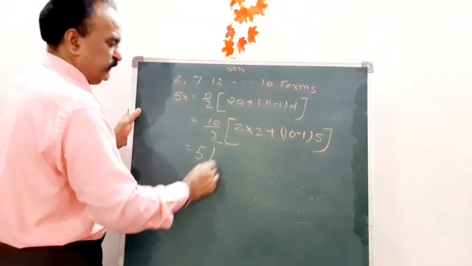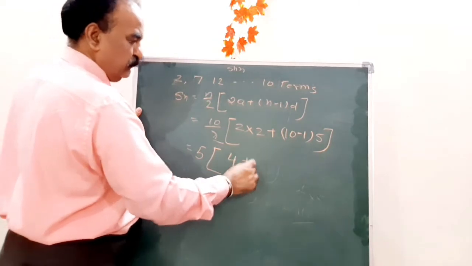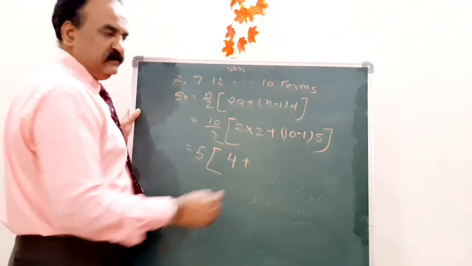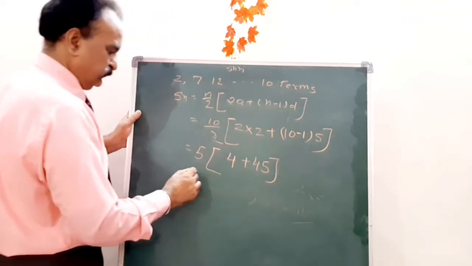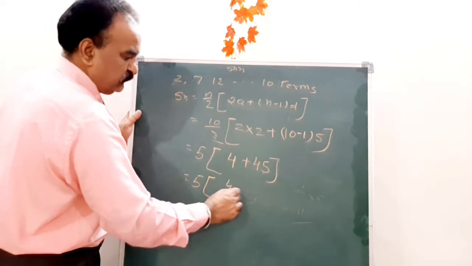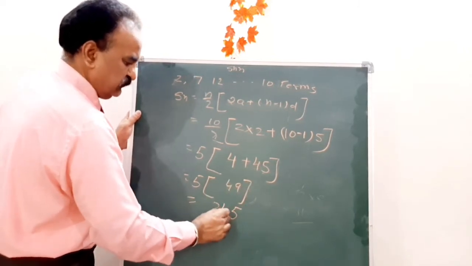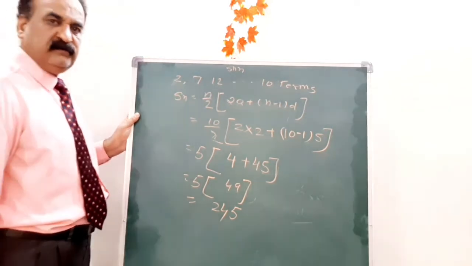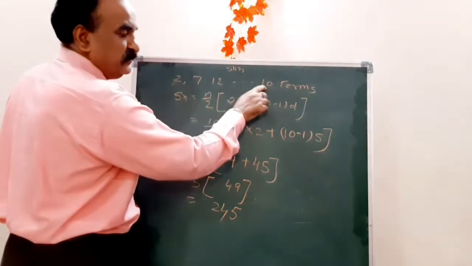So 5 into bracket, 2 into 2 is 4, plus 10 minus 1 is 9, 9 into 5 is 45. So 5 into bracket 45 plus 4 means 49. Now you can write here 245. It means this is the sum of 10 terms because number of terms are 10.